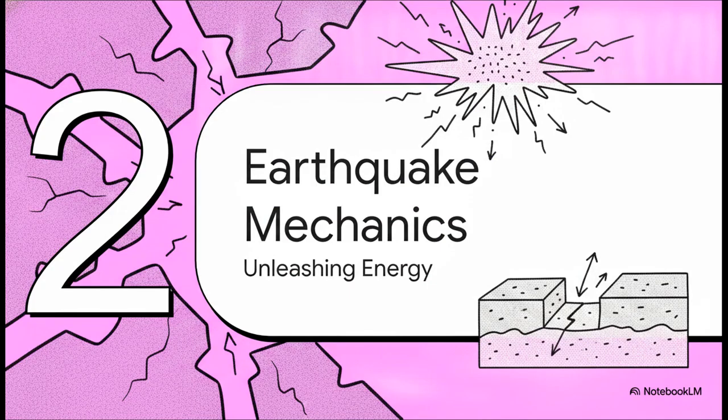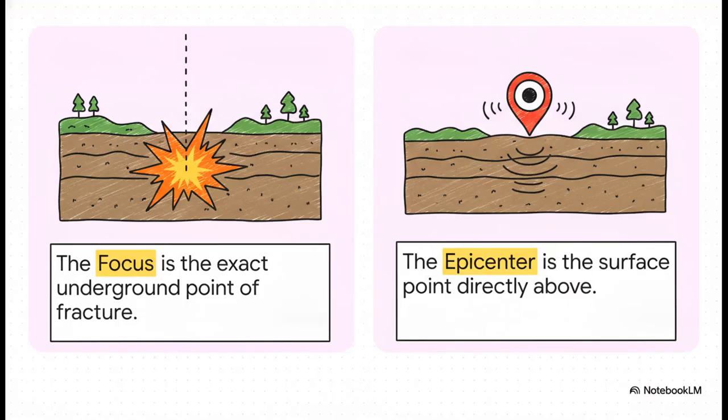Moving right along to Section 2, earthquake mechanics. Let's talk about unleashing all that energy. All right, so what exactly happens when all that stored-up elastic energy finally just gives way? When we talk about where an earthquake happens, people get these 2 terms confused all the time. The focus, or the hypocenter, is the exact point deep underground where the rock fractures and kinetic energy is first released. But the epicenter, that's the point on the Earth's surface directly above the focus.